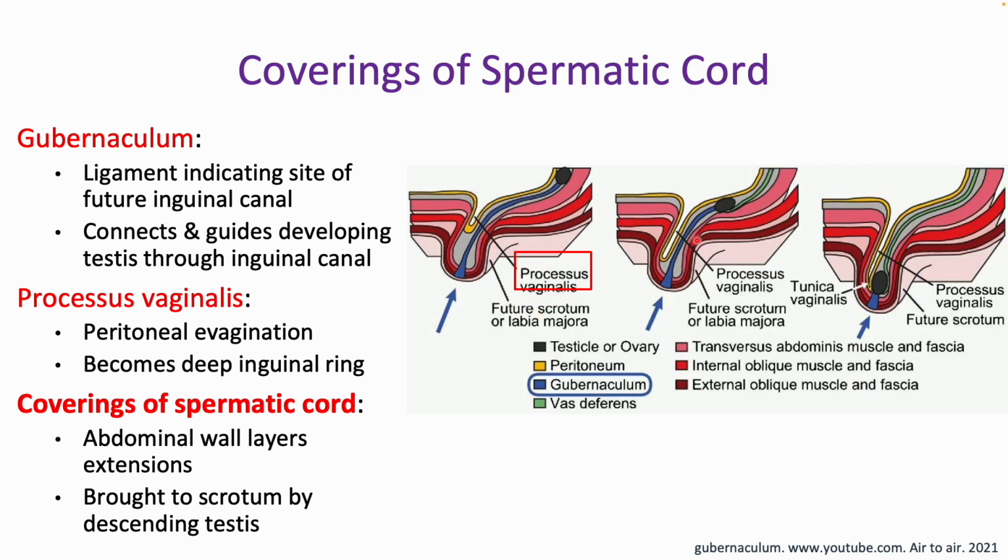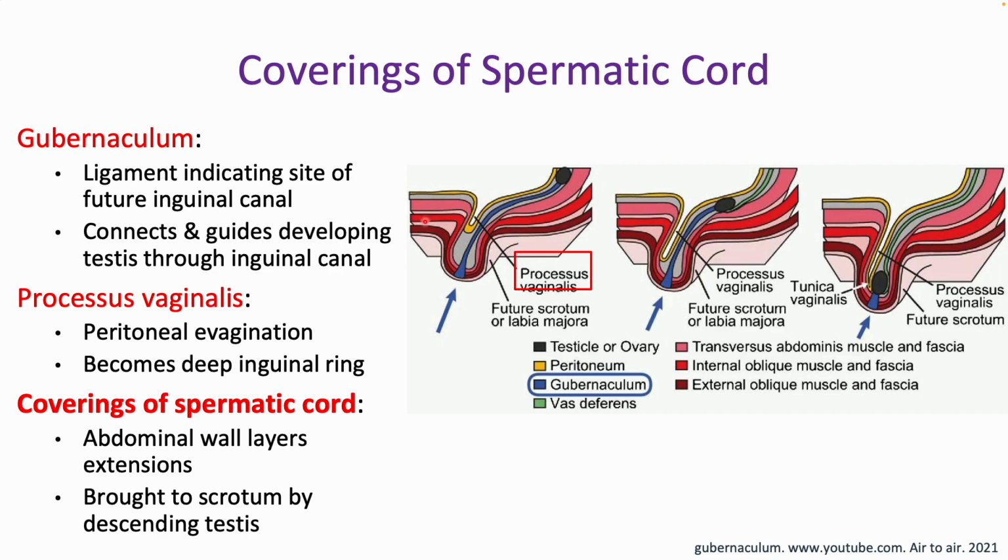And so you can see 3 different stages as the testes are moving down into the scrotum, and the green is going to be the spermatic cord. You can see that's going to follow it. But this processus vaginalis is going to be this peritoneal evagination that's going to come down more and more into here. And you can see at this point it'll be the tunica vaginalis in the future. But it's going to form the deep inguinal ring as it's doing this.